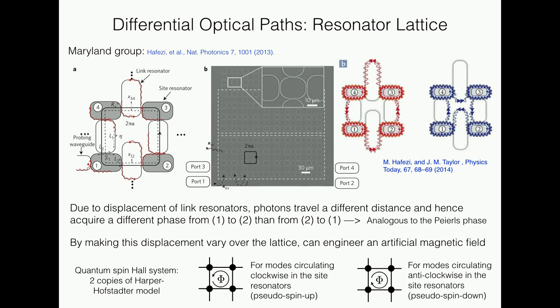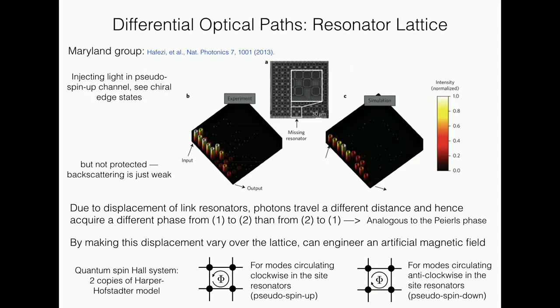And so for modes that are, for instance, going like that in the sites, they had a magnetic field that, say, pointed up. But for the mode that was going the other way, they had a magnetic field that pointed down. And this is necessary, because they haven't broken time reversal symmetry here. If you look at the whole system, it's time reversal invariant. So what they did was they just pumped one mode, and they tried to reduce all of the scattering that could couple to the other mode. And this worked quite well.